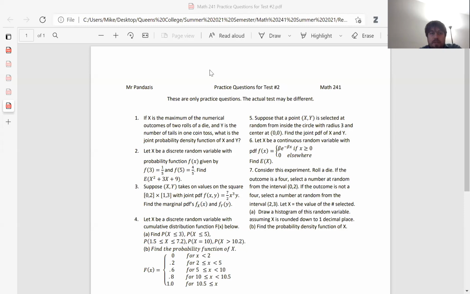Okay, I'm going to make our lives a little easier here. I made this into a PDF. I just saved the file as a PDF on my computer, that way I can write on this page.